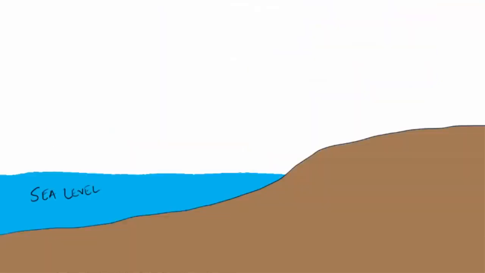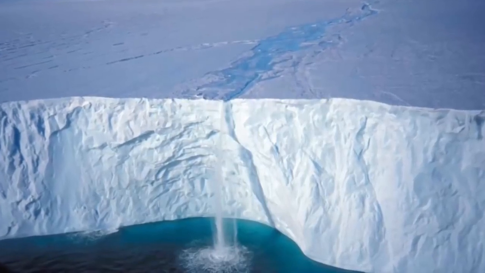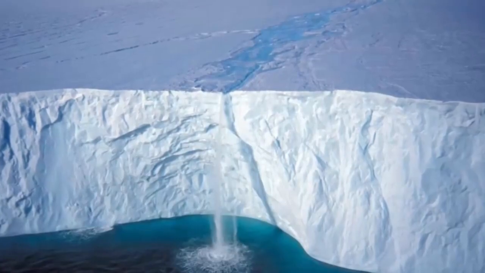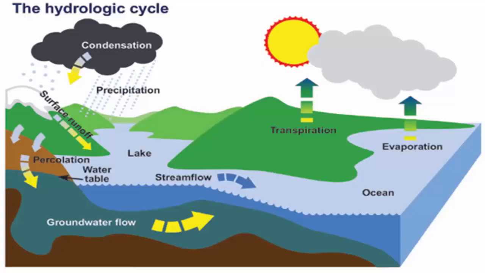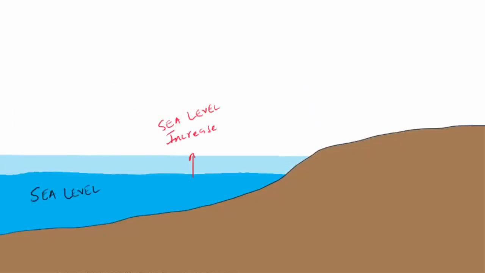Sea level changes due to increase or decrease in the volume of water in the ocean. Now how does the volume of water in the ocean increase? It happens when glaciers or large sheets of ice melt because of increase in temperature. So when glaciers melt, the water stored in that glacier enters the hydrological cycle, meaning the ocean water will get more water. Its volume will increase.